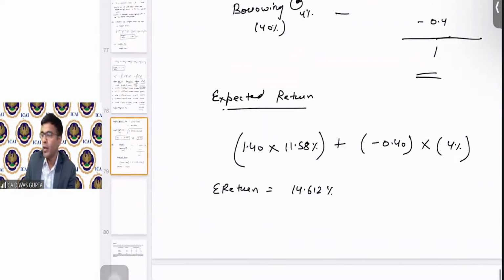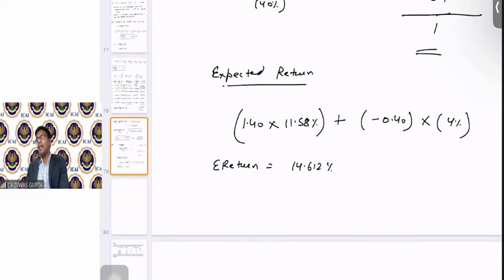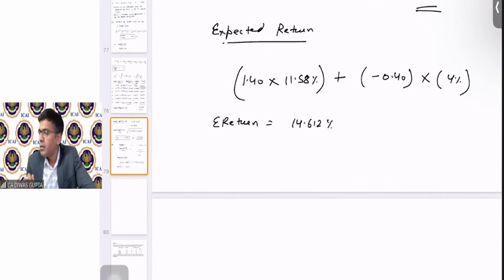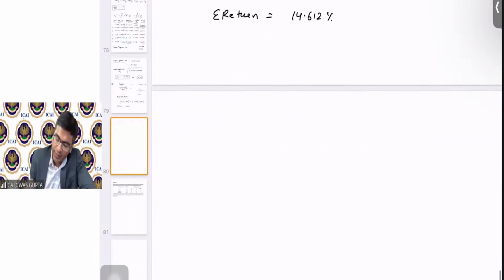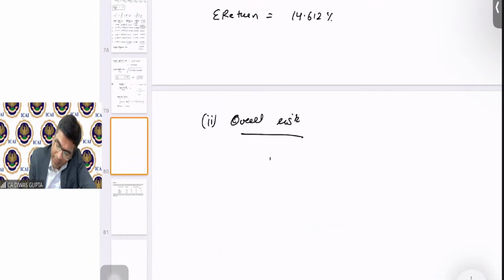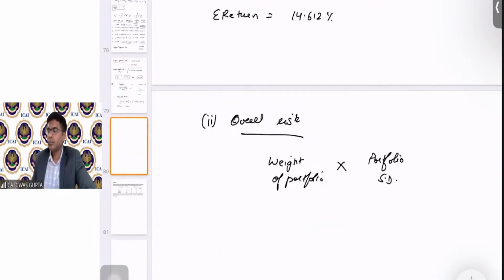Borrowings. Do borrowings have risks? No, right? Borrowings do not have any kind of risk. So the impact at last will be 1.4 times the portfolio return. Let me just put it in the revised scenario, where we will calculate the overall risk. We will simply say weight of portfolio multiplied by standard deviation.